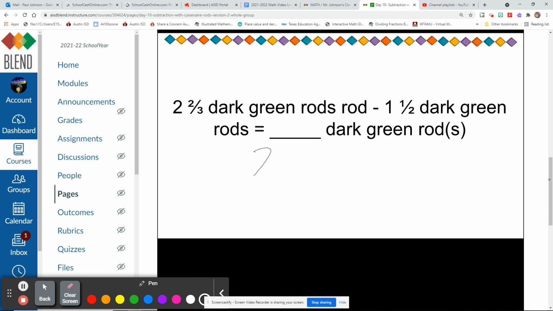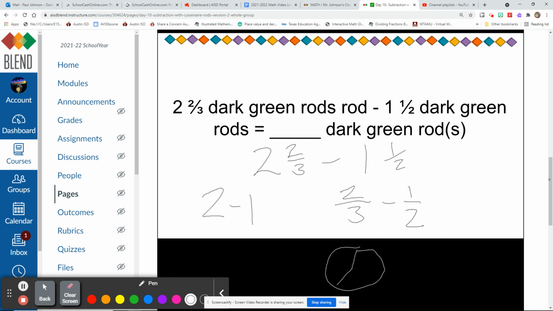But the first thing we can do is check and see if we can split this one into a kindergarten problem and a fifth grade problem. 2 minus 1, that does work. 2/3 minus 1/2. This is one of those things where you got to visualize 2/3 is like that, and 1/2 is like this. So, does this work? Yes, it works. We can do the kindergarten problem and the fifth grade problem.